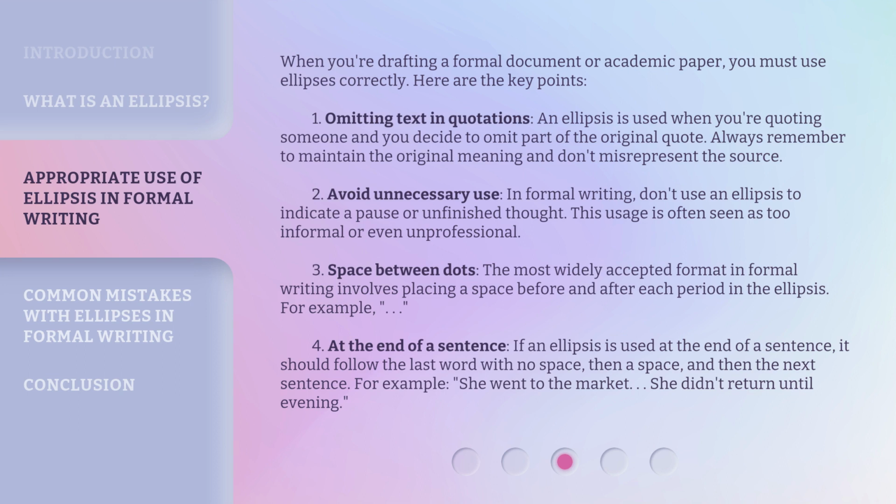3. Space between dots. The most widely accepted format in formal writing involves placing a space before and after each period in the ellipsis. For example, ... quote. 4. At the end of a sentence. If an ellipsis is used at the end of a sentence, it should follow the last word with no space, then a space, and then the next sentence. For example, she went to the market. ... She didn't return until evening.